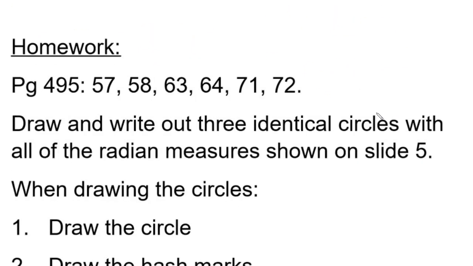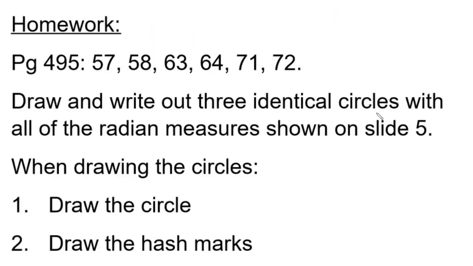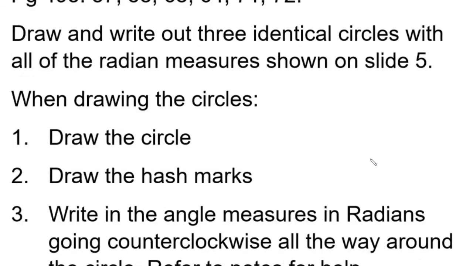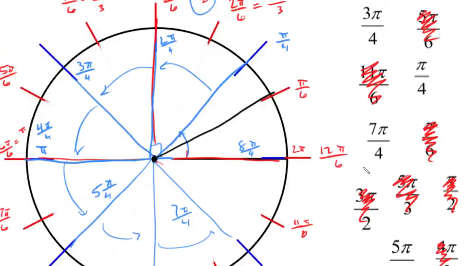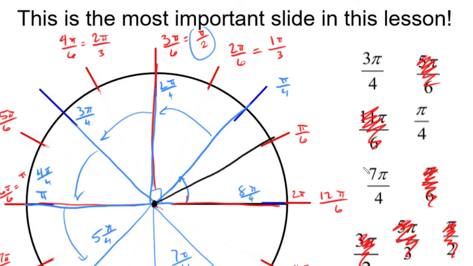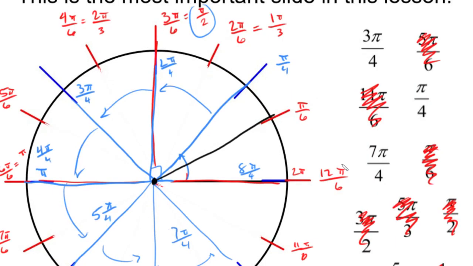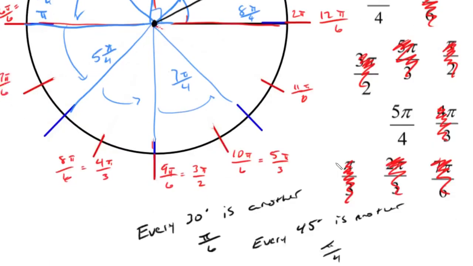Now, here's your homework. There's only a handful of problems. But then I want you to draw and write out 3 identical circles, all with the radian measures shown on slide 5, this one right here. I want you to try, by the 3rd circle, to not use your notes. That's the whole goal here, so make sure you can memorize these.